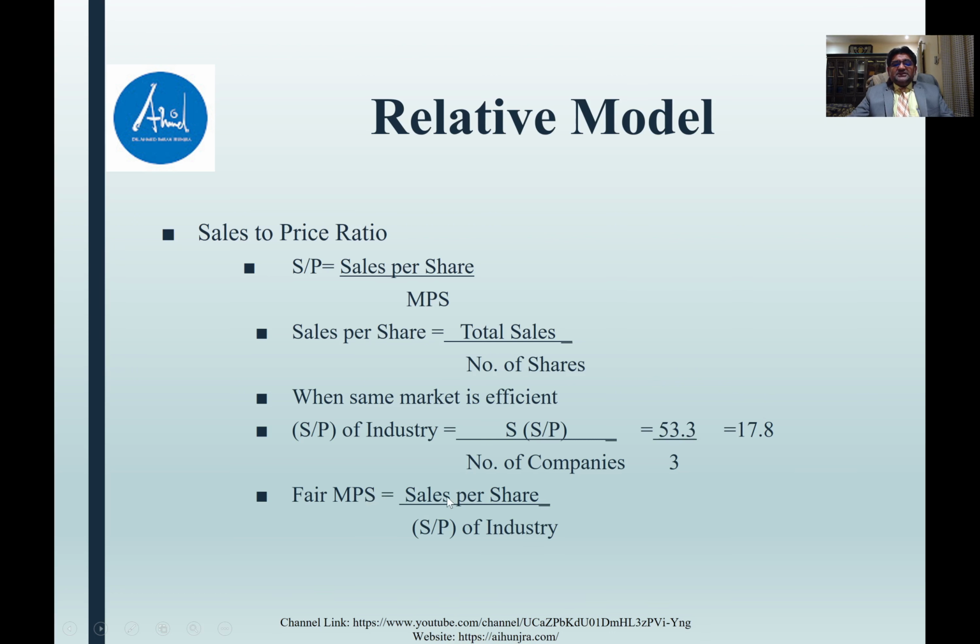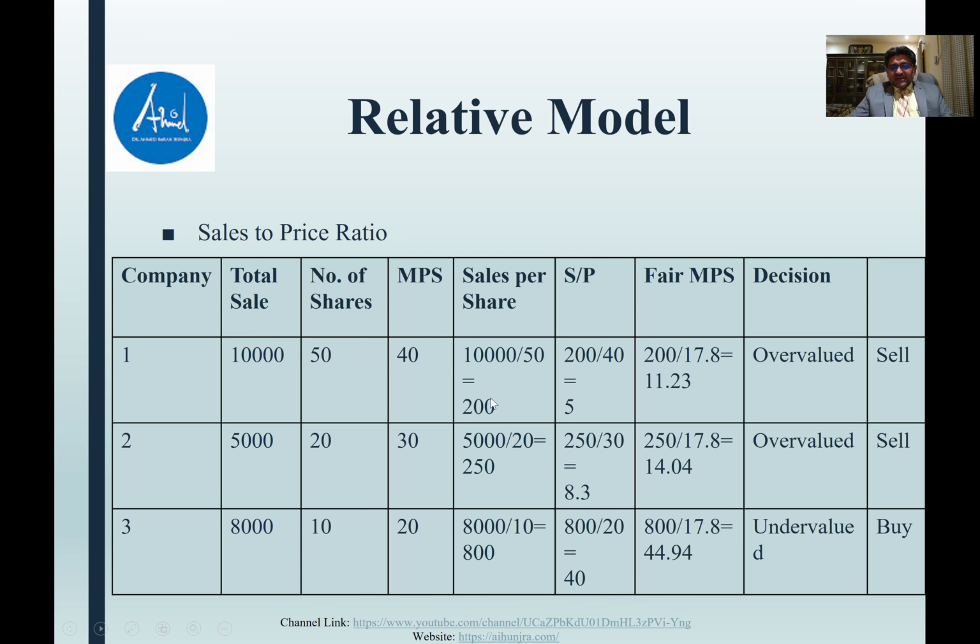So fair price can be determined as sales per share divided by the sales to price ratio of the industry. So the sales per share we have calculated for company 1, 200, divided by the sales to price ratio of the industry, not individual. Okay, 200 divided by 17.8, it's 11.23. Same for 250 sales per share divided by the sales to price ratio of the industry, that is 17.8, the overall value is 14.04. Same for firm 3, sales per share of company 3, that is 800, and the industry sales to price ratio is 17.8, it's 44.94.